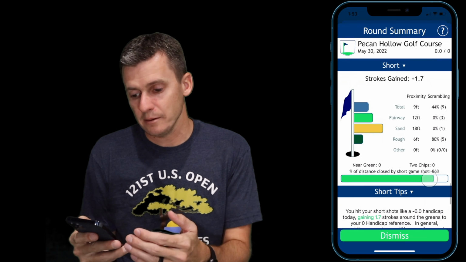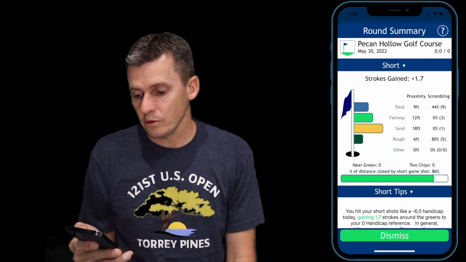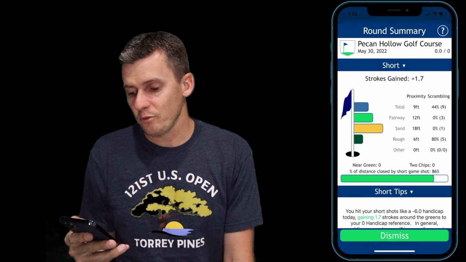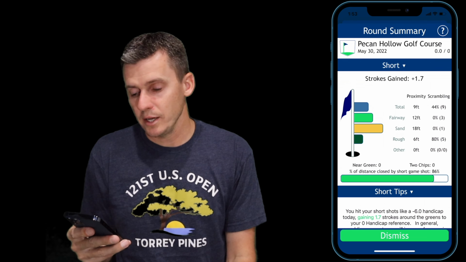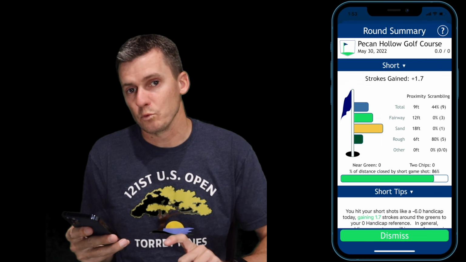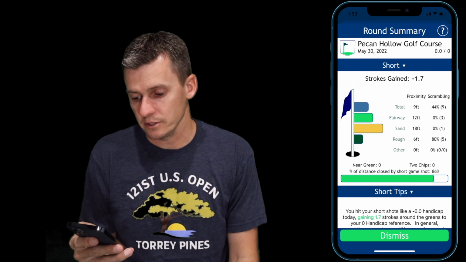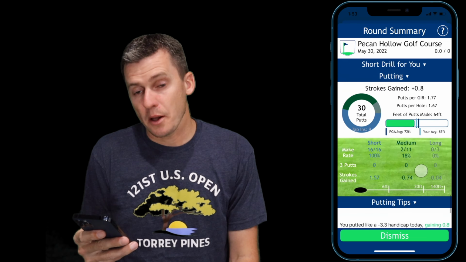It kind of shows me where I am strokes gained overall. Overall, I was getting it to 9 feet. Overall, I scrambled 44%. Those are all good numbers, but it was a tale of 2 halves, and we can look at the scorecard to see that. I actually scrambled really good on the second half, not so good on the first half. All right, lastly, there is putting.